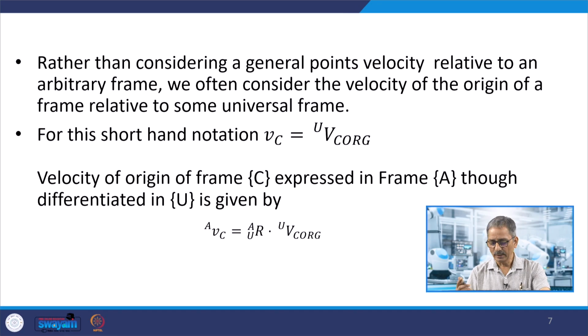Suppose I am expressing it with respect to frame U, the universal frame, then I just write it as Vc. It is the velocity of the frame C origin expressed in terms of frame U, so I can just write it like this. The velocity of the origin of frame C expressed in frame A, though differentiation in U, is given this way. So, this way we can write that.